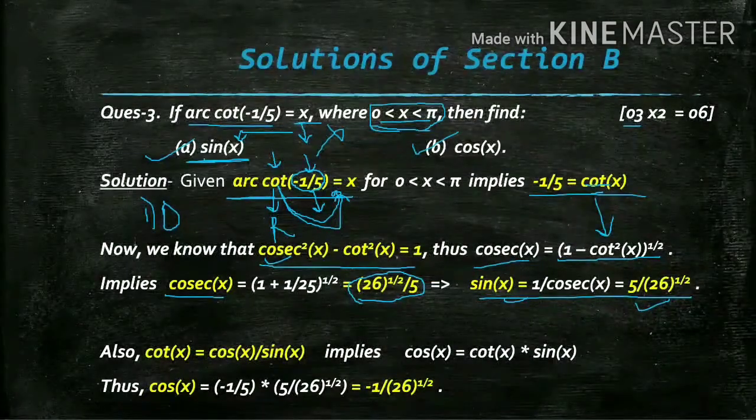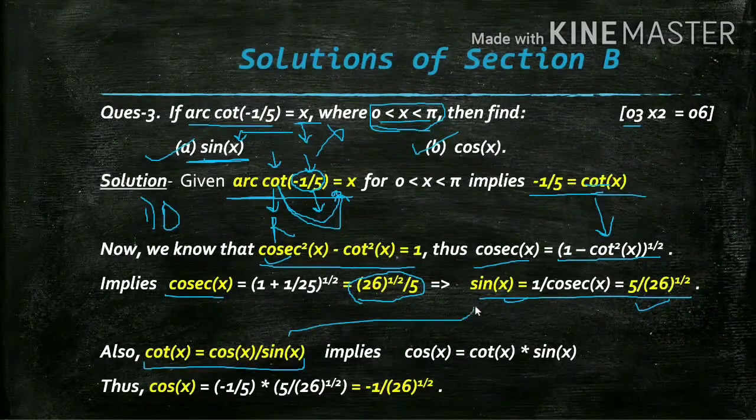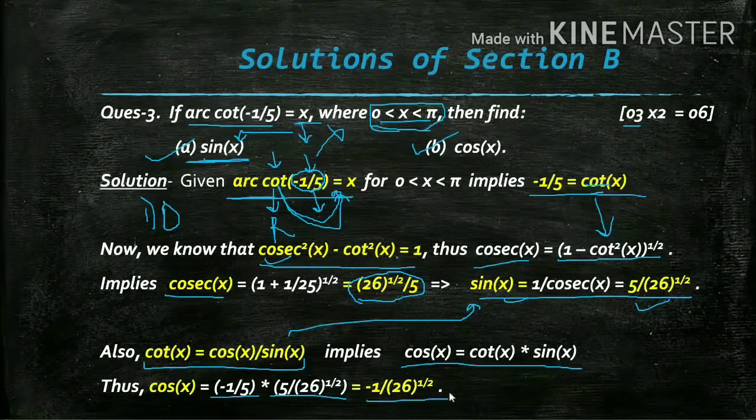Now for the cos, you will use this identity. The cot of x is cos x by sin x. You know the sin x from here. So using that, cos of x will be cot x into sin x. Now cot x is given to you. Sin x you just found. So multiplying, you will get minus 1 by root 26. This is basically a super easy question in this section, if I just say.